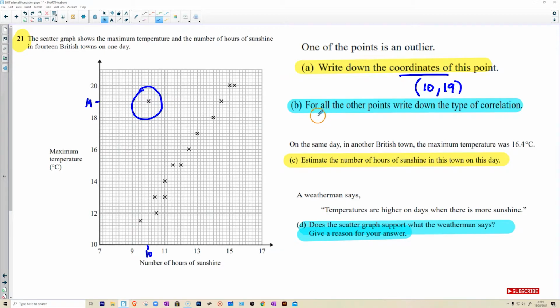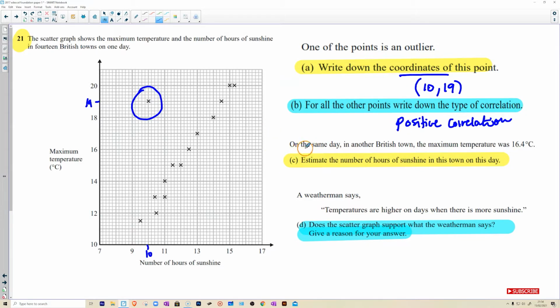And for B, we're told for all other points, write down the type of correlation. Correlation is the relationship between these two variables. The variables are the temperature and numbers of hours of sunshine. So what's their relationship? Well, we can see that as we go up, the number of hours of sunshine is increasing. So we have a positive correlation.